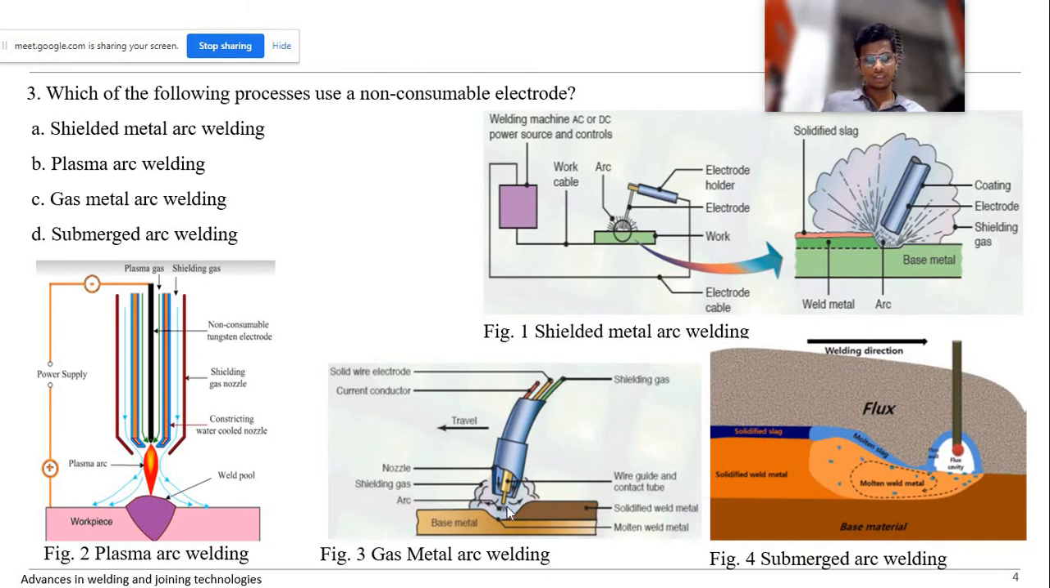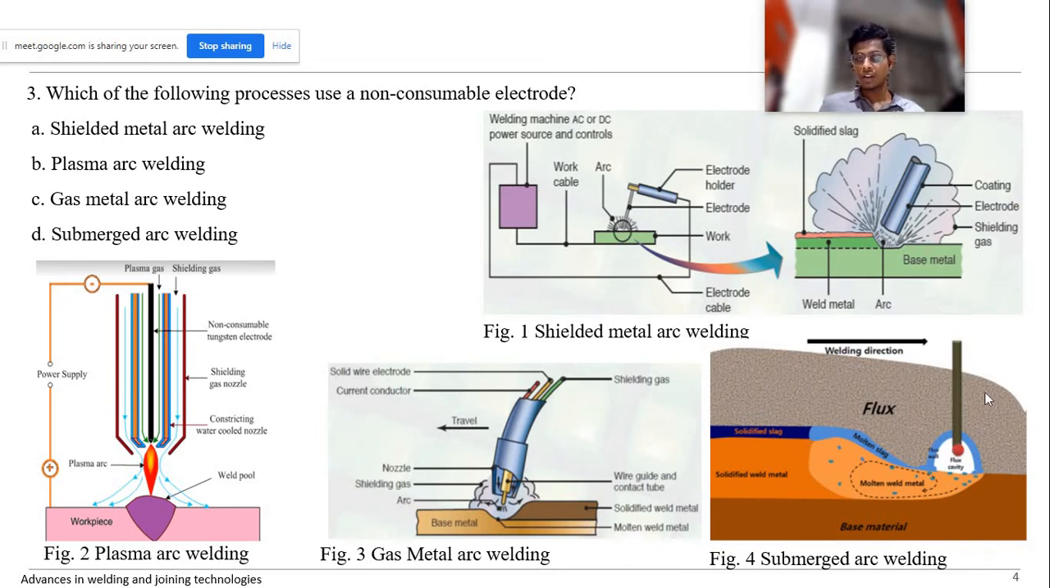Gas metal arc welding, same thing. Shielding gas will be provided, but here instead of tungsten, we use a metal electrode, which will get melted and deposited. So in that option, they have mentioned that in submerged arc welding we are using shielding gas, but that is not the case, right? We'll be using granular flux, which will be submerged under the arc.